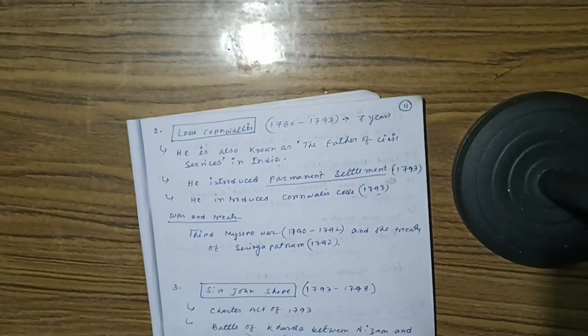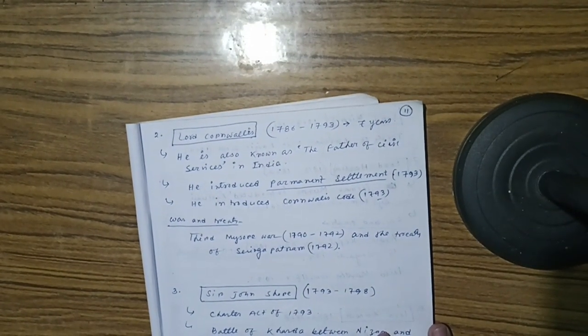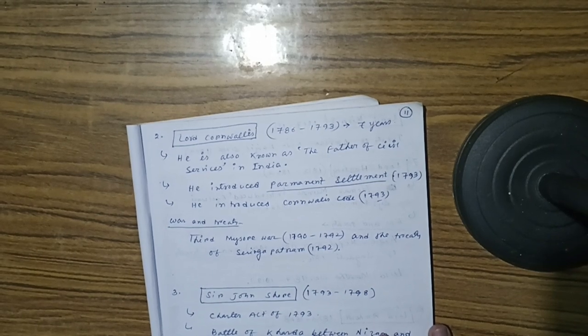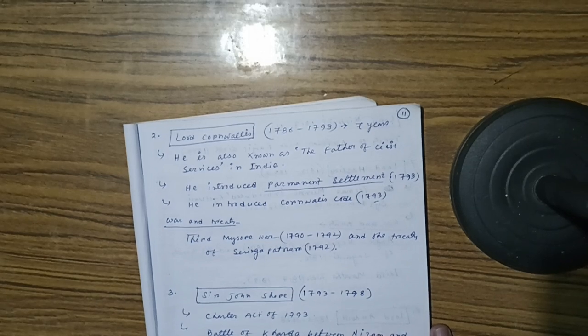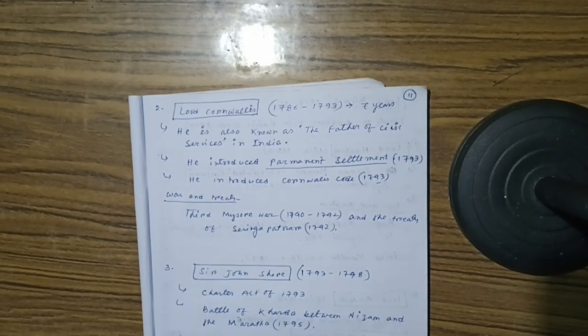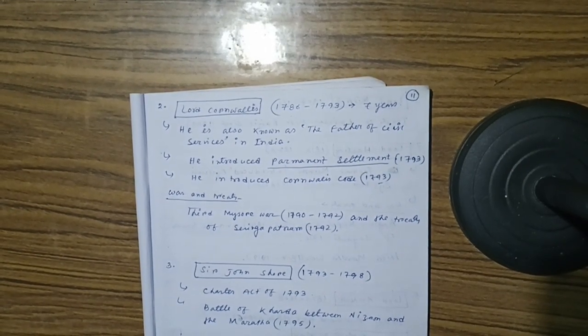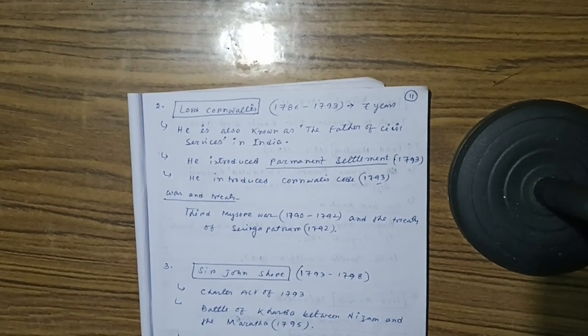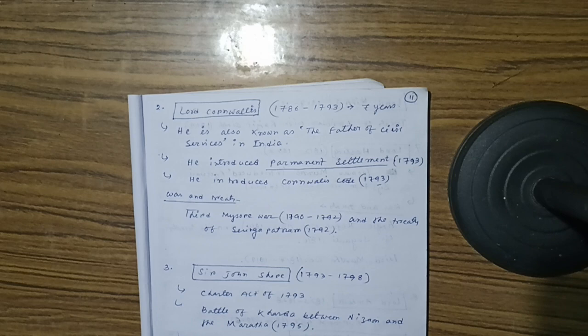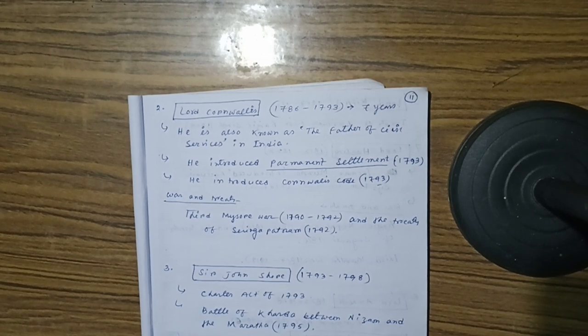Lord Cornwallis. He ruled from 1786 to 1793, for 7 years. He is also known as the father of civil services in India because he introduced the foundation for UPSC and state PSCs and all. He introduced the Permanent Settlement in 1793. Very important settlement. I will definitely talk about the land revenue policies and their impact. He introduced the Cornwallis Code in 1793.